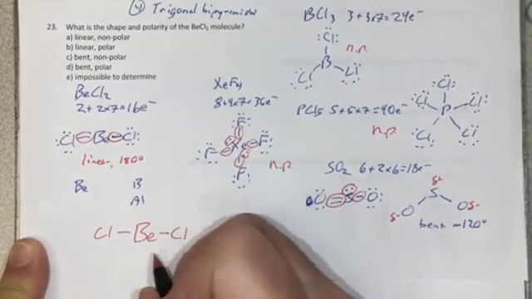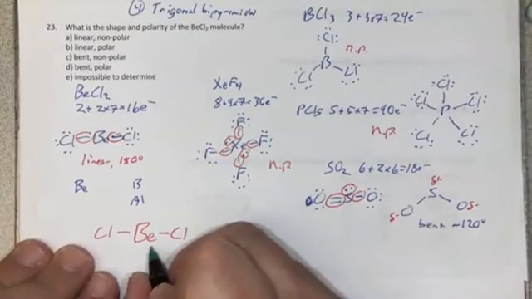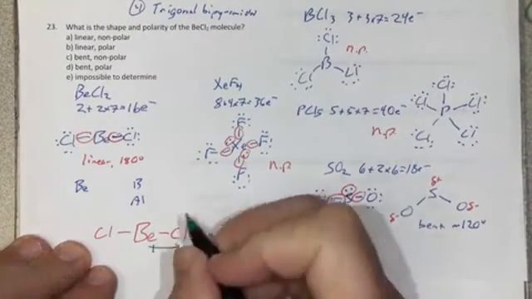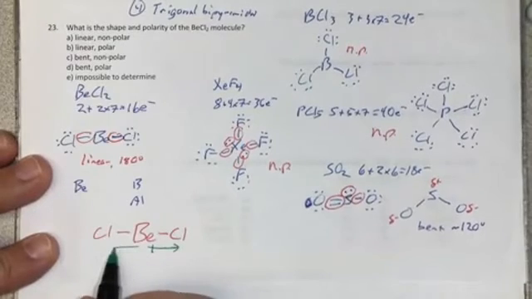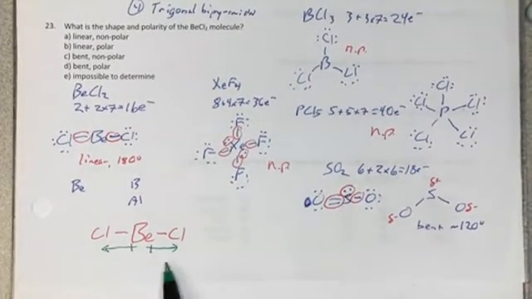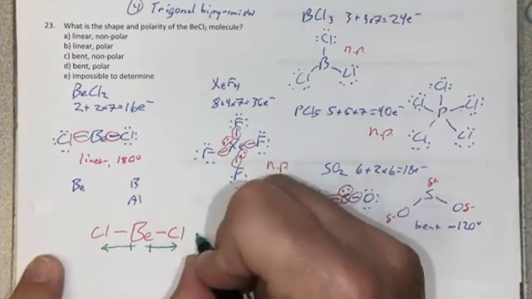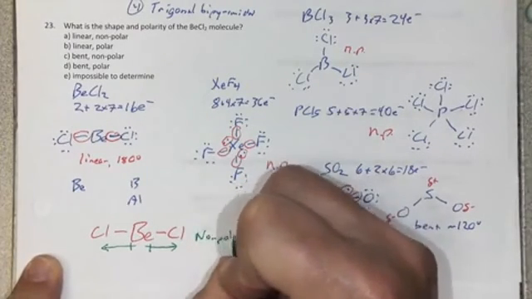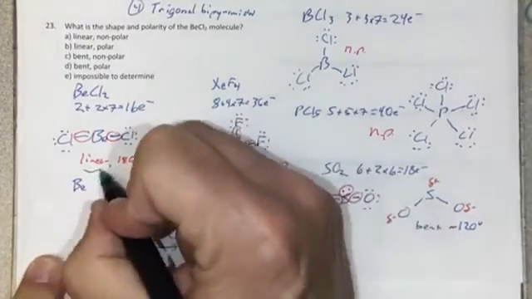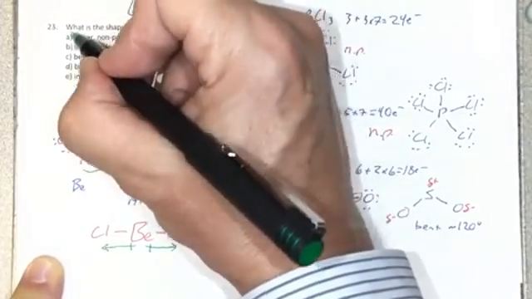Chlorine is more electronegative than beryllium. We could depict that fact using a vector. Chlorine is pulling the electron density away from beryllium, and this chlorine is pulling the electron density away from beryllium. This molecule has polar bonds, but the polar bonds cancel out. When you add those 2 vectors together, they are equal in magnitude, opposite in sign, so this is nonpolar. So this molecule is linear and nonpolar, and so the correct answer to 23 is choice A.